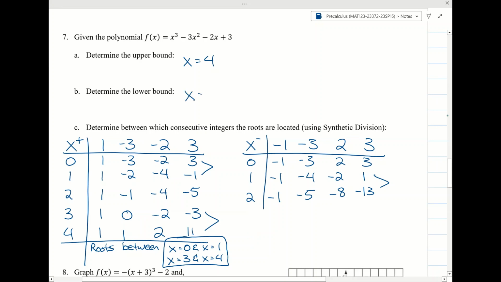The lower bound, why wouldn't it be 2? It has to be negative, very good. And we also know that there's a root between x equals negative 1 and x equals negative 2.